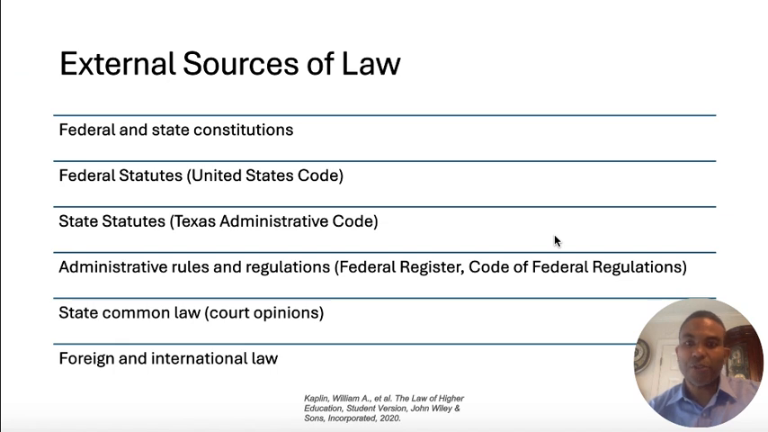In terms of external sources of law, again, you've got the federal constitution and state constitutions. You can find federal statutes in the United States Code, and state statutes in their various state codes. In Texas, it's the Texas Administrative Code. The administrative rules and regulations are found in the Federal Register, as well as the Code of Federal Regulations. You have state common law, which comes from court opinions. Sometimes states, or even the United States, have to deal with foreign or international law, particularly when it comes to things like international students and distance education.